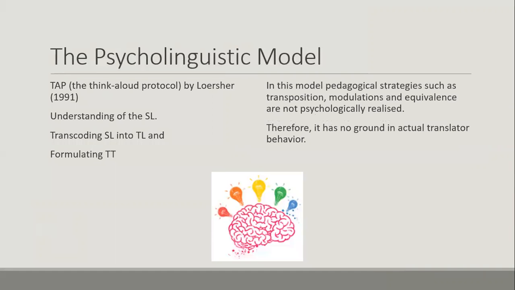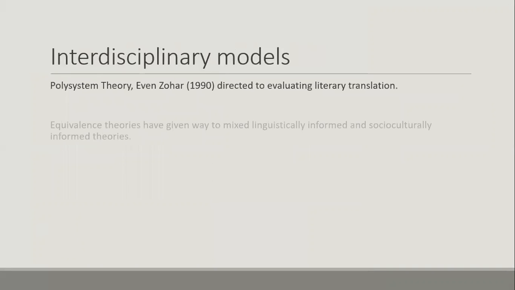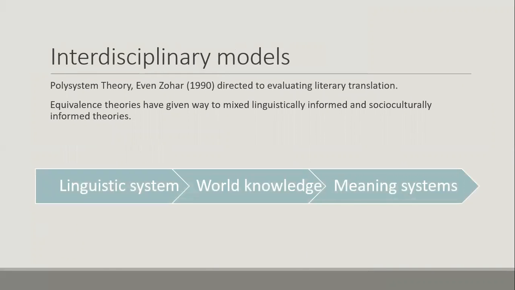The psycholinguistic model focuses on understanding of the source language, transcoding the source language into the target language, and formulating the target text. So I personally think this is the model that we use the most, since we do transcode the source language into the target language, and finally we get a result, a target text, as the final product. And there are, of course, different interdisciplinary models. They focus on the linguistic system, the world knowledge, and the meaning systems.